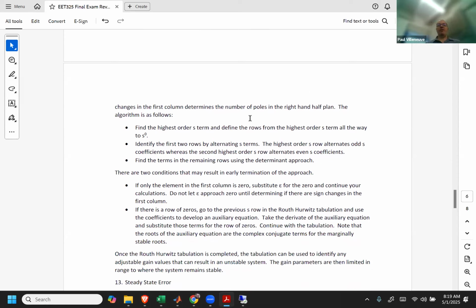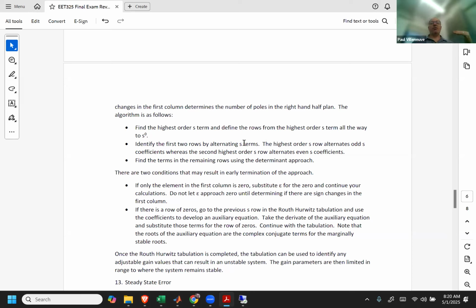You start off with the denominator of your characteristic equation. The characteristic equation is the denominator of the closed loop transfer function. Then you start defining your rows with your highest order S term, work all the way down. Then you start to alternate your coefficients. So your first row is your highest order S term, then you skip, then you go to your next order S term, then you skip that term, and then you go on and on until you run out.